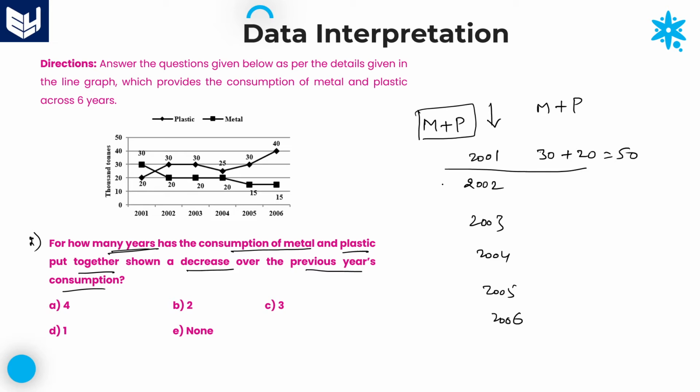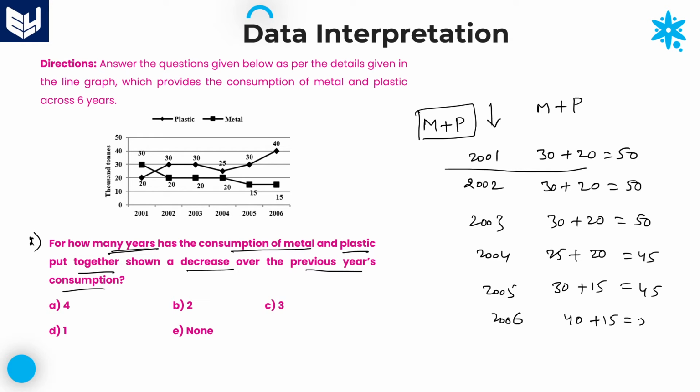That is the 2001 total. Next, the 2002 total, which is also 30 plus 20, equal to 50. Next 2003, 30 plus 20, again 50. After that 2004, 25 plus 20, which is equal to 45. Next 2005, 30 plus 15, which is equal to 45. And the last year 2006, which is 40 plus 15, equal to 55.